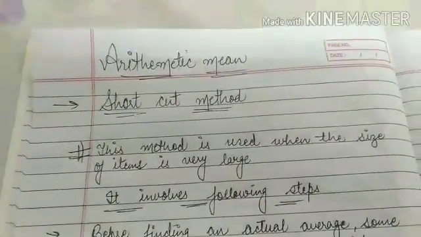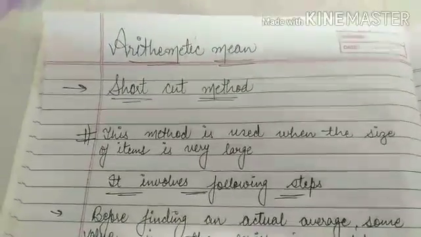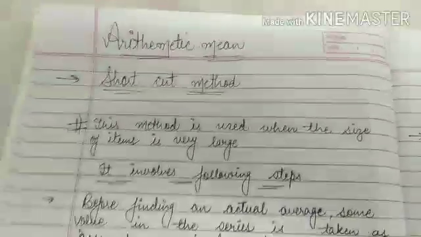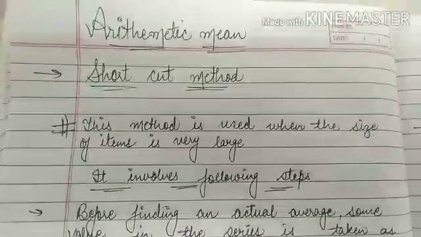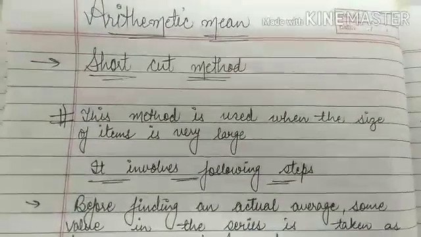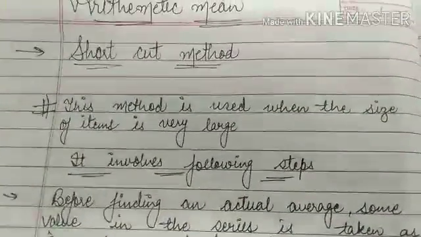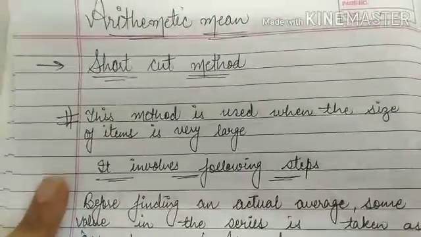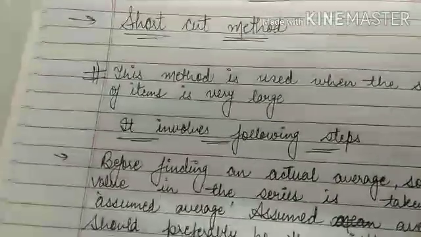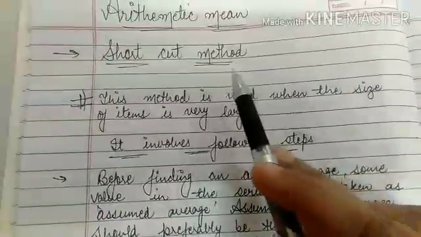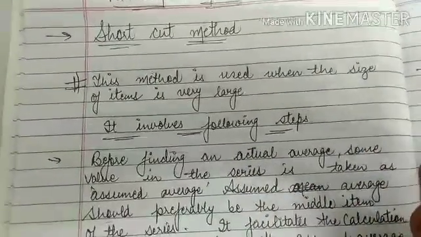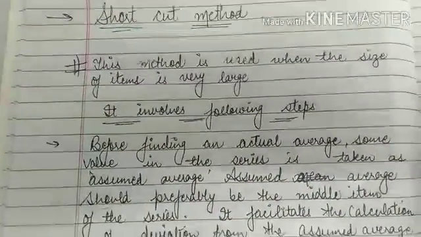Arithmetic mean, that is the shortcut method. As we have already done the direct method of the direct series or the individual series, today we will start the shortcut method of the individual series or direct series. The shortcut method is used when the size of the item is very large, where you have to do large calculations. There, the shortcut method is used.